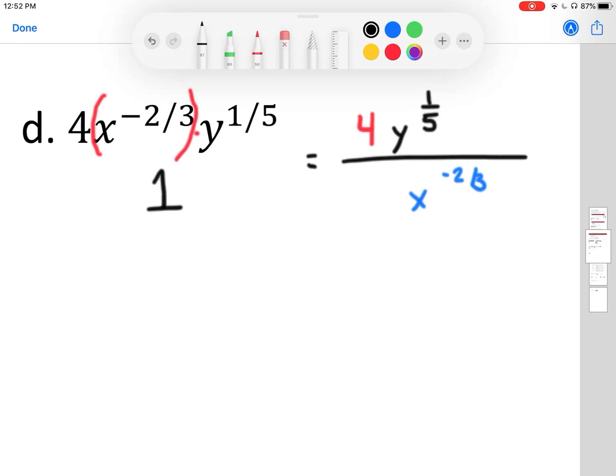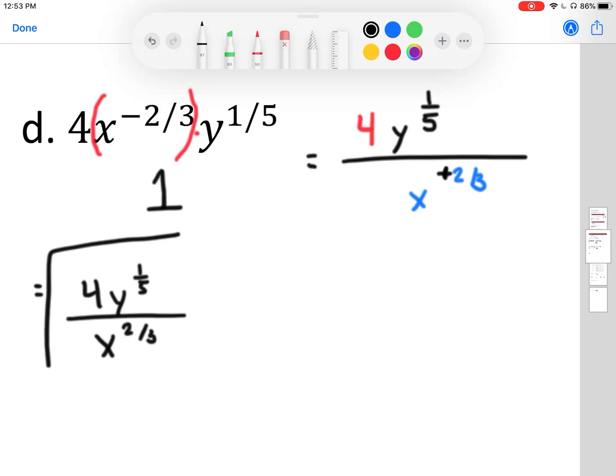Okay, so we were on the bottom, so it's now positive. No need to write that negative. So I have 4y to the 1/5 power divided by x to the 2/3 power. And that is all we can do.